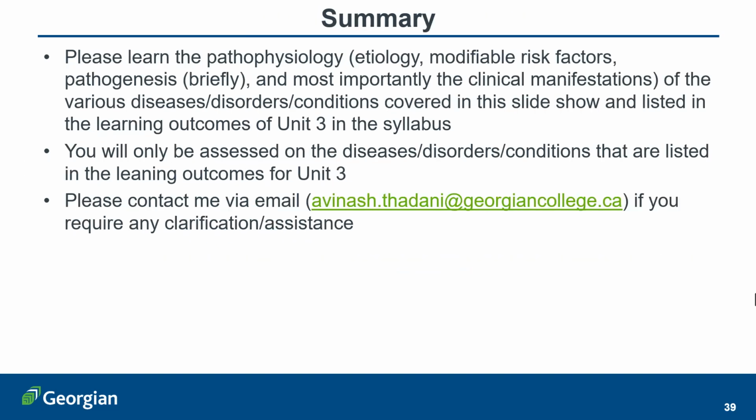That brings us to the end of Unit 3, the neurological disorders. Please remember to learn the pathophysiology, which is the etiology, the modifiable, especially risk factors, but you should know all the risk factors, as well as briefly the pathogenesis of those diseases. But most importantly, please focus upon the clinical manifestations of the various diseases, disorders, and conditions that are covered in this slideshow and are listed in the learning outcomes of Unit 3 in the syllabus.